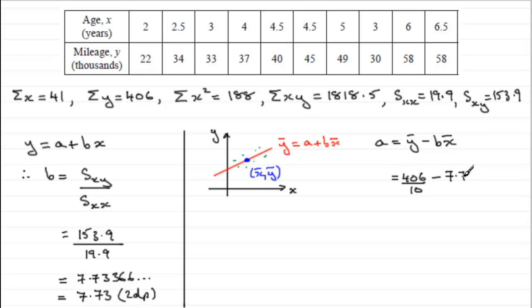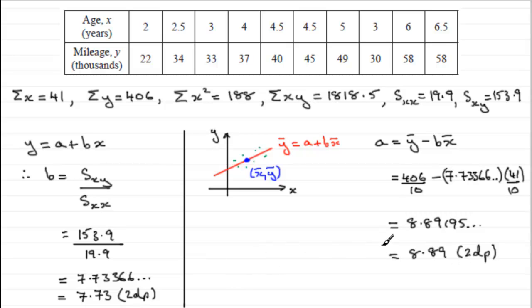So we've got 7.73366 and so on, multiplied by x bar. x bar is the sum of x, 41, divided by 10. Okay, 41 over 10. And if you work that out, what you should find you get is 8.89195 and so on. If you round that to 2 decimal places, which we're told to do, that's 8.89 to 2 dp.